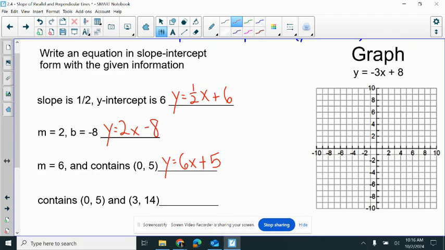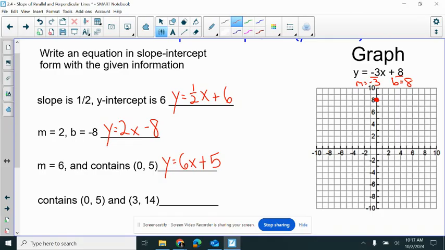All right, and I just want to show one more thing. If I'm graphing an equation in slope-intercept form, we want to identify this is my slope, and this is my y-intercept. So what you want to do is first plot your y-intercept. That's the point where it crosses your y-axis. Then you're going to use your slope to find the next point. So my b was 8. That's why I put 8 there.